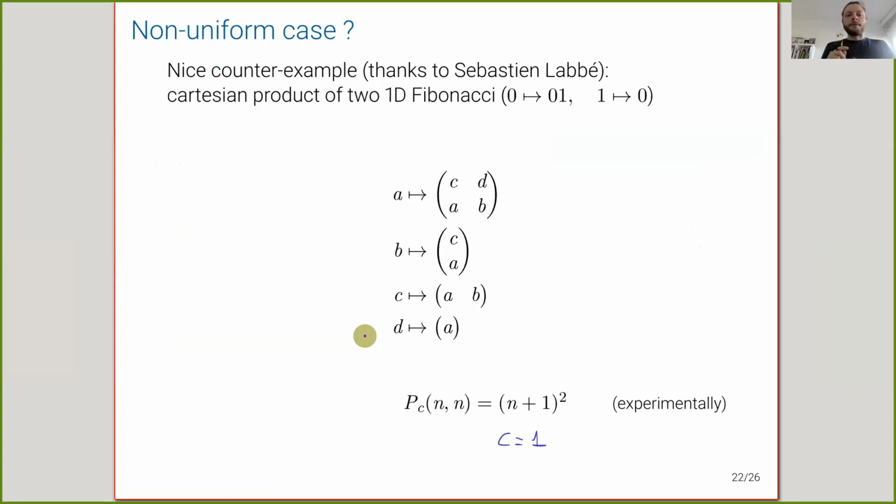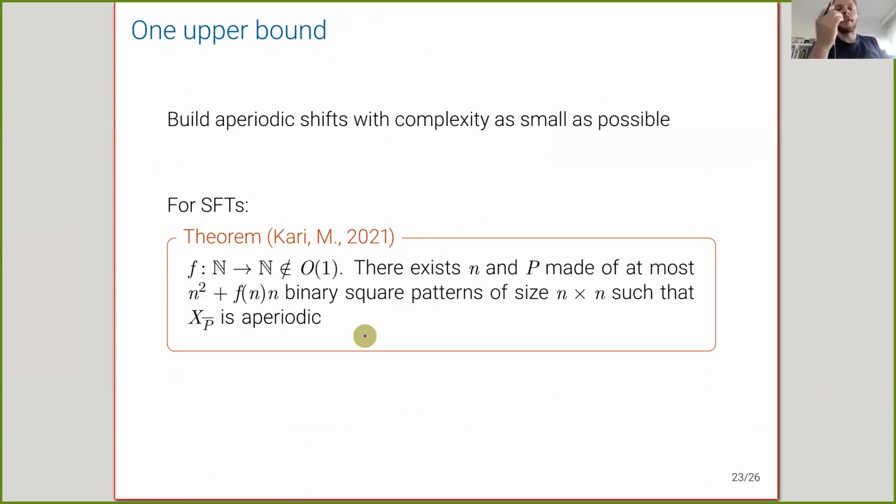So what I wanted to say is that on the other side, we are also interested in the lower bound, trying to build aperiodic shifts with as low complexity as possible. And in particular, trying to do this with an SFT is very challenging. So Jarkko and myself, but mostly Jarkko, have a result where you can build an SFT with complexity n squared plus f of n, for f as small a function as you want, as long as it's not constant.